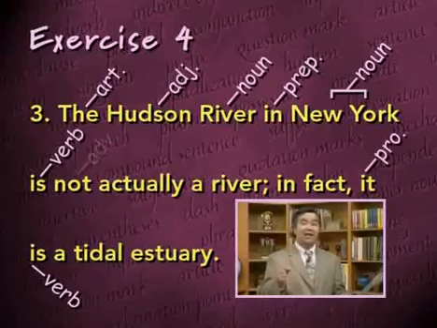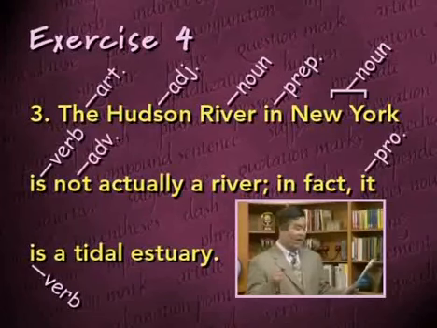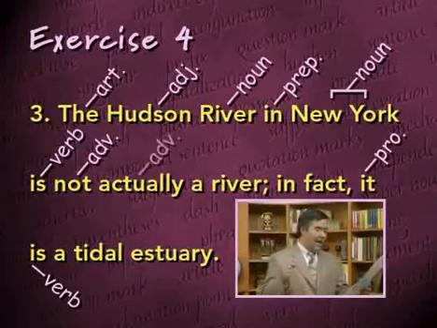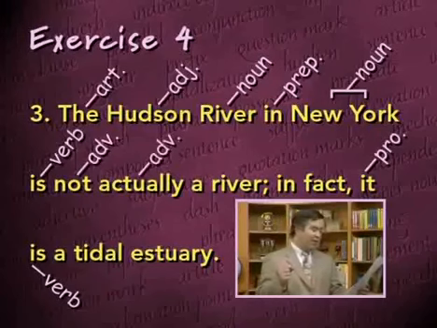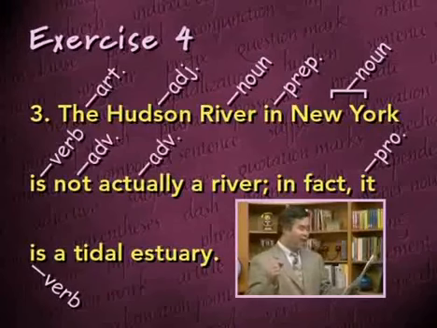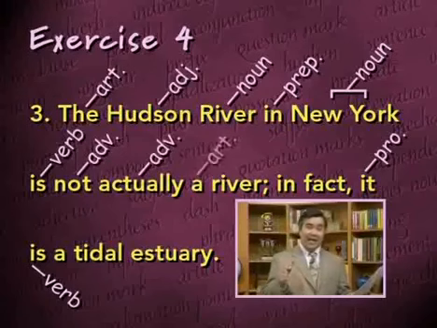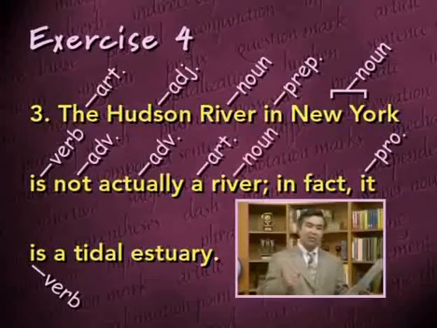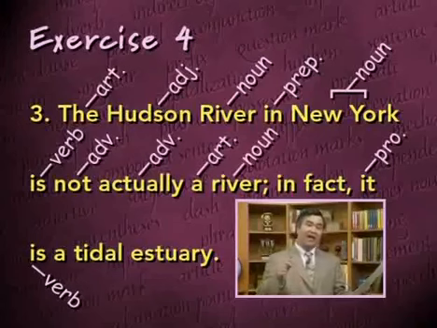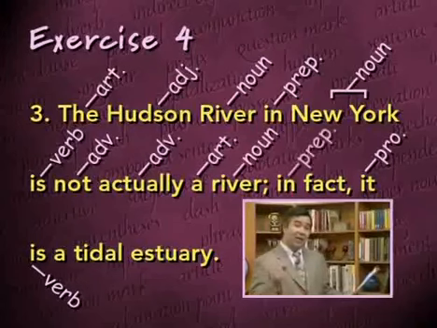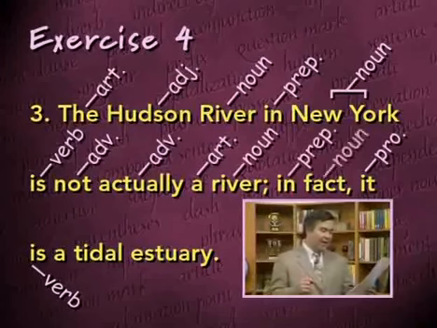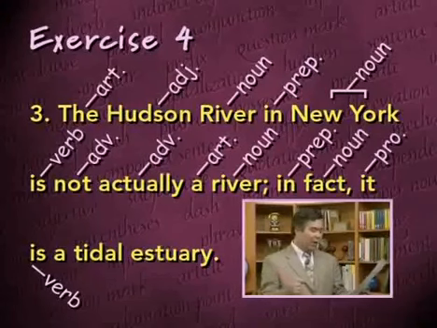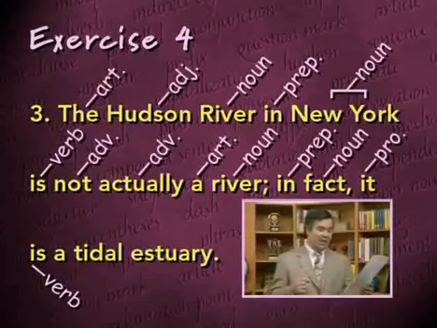We saw that not is one of the most common adverbs, and that's how it's being used here. And actually is another adverb, also modifying the verb is. A is, of course, an article, and river is a noun. Now we move into the second clause. In fact is a prepositional phrase. So in is the preposition, and fact is a noun. It is a pronoun. Is, we've already seen, is the verb.